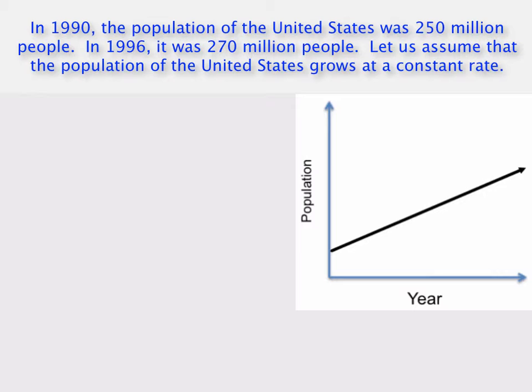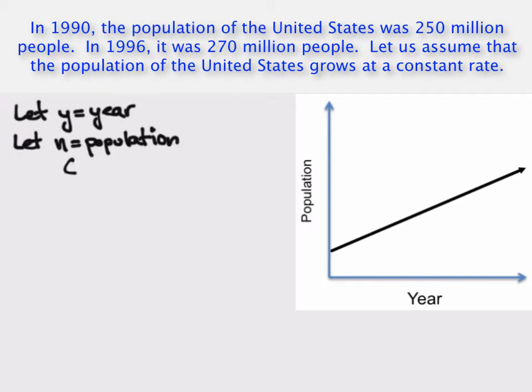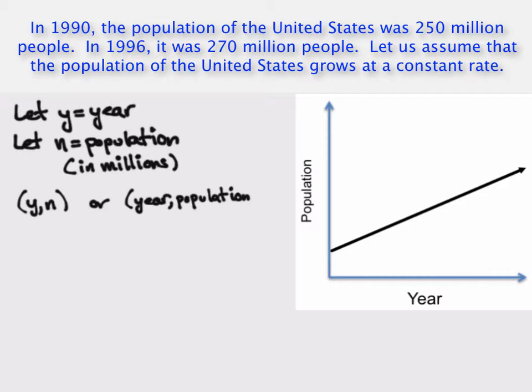Okay, first things first, let's define our variables. Let's let the independent variable be the year, y. Let's let the dependent variable be the population of the United States in millions, and we'll call that n. Alright, so that means that all our ordered pairs will be of the form (y, n), or (year, millions of people).